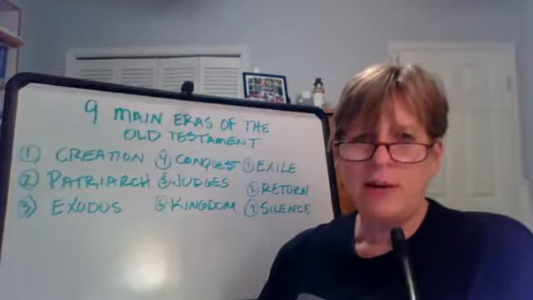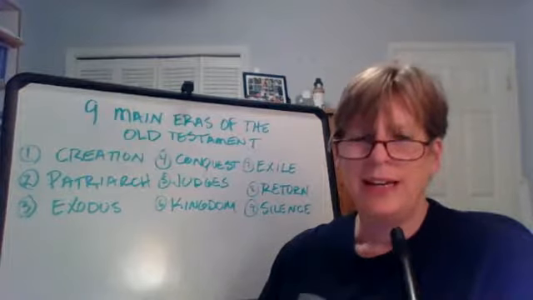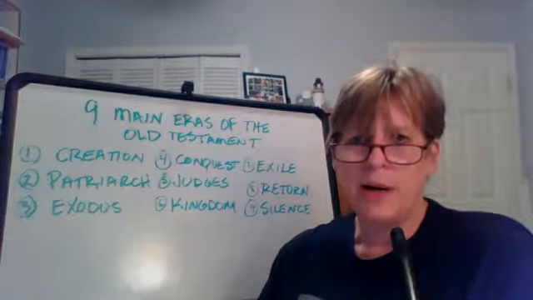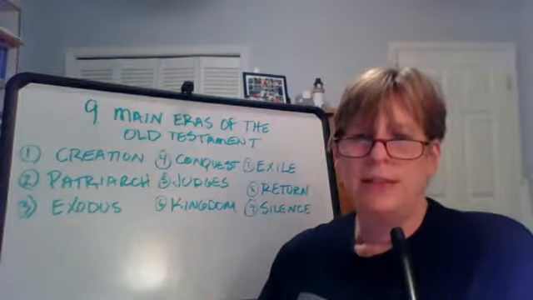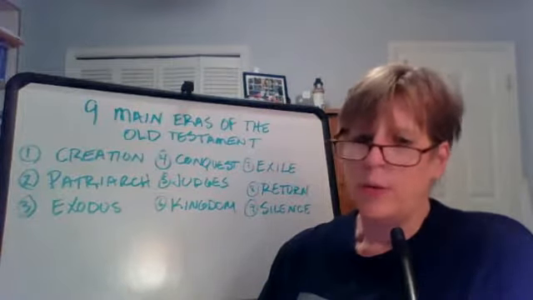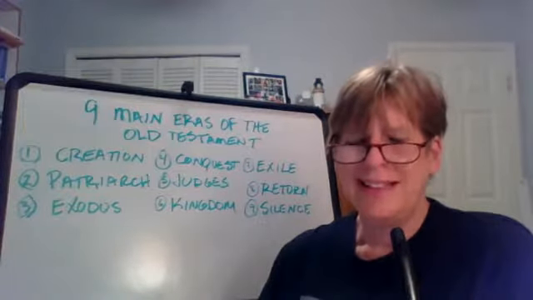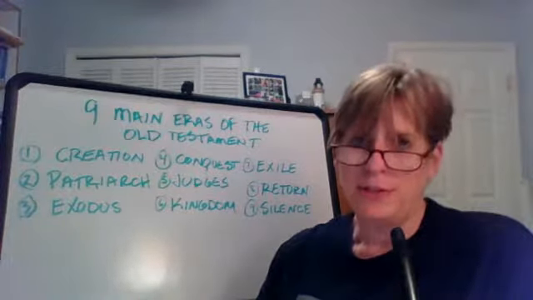Judges is about a 400-year period during which Israel is governed by judges. So that is the Judges era. They were rulers that were called judges. You had some good judges, and you had some bad judges.